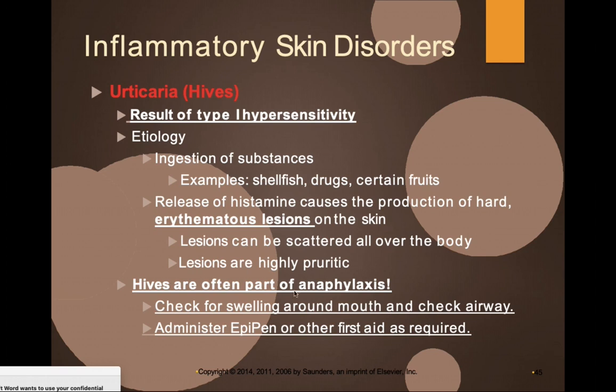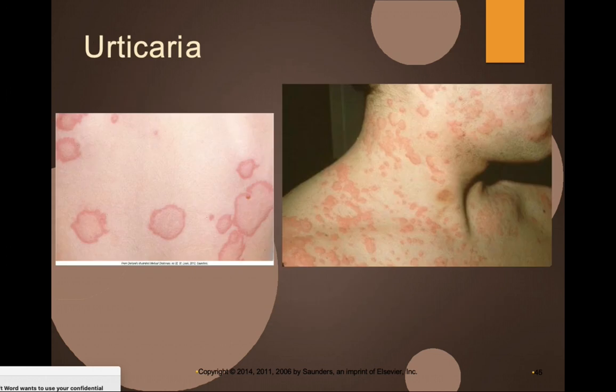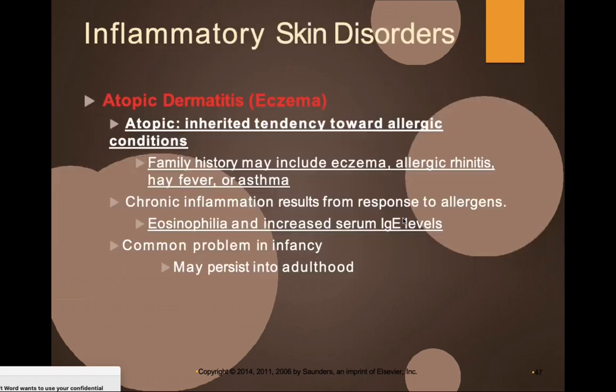It's really important that if you do see the hives, you have the patient open up their mouth. You want to check for any swelling of the tongue because we don't want that swelling up or obstructing the airways, okay? If you do see that, then you have to administer an EpiPen, right? And first aid would definitely be required for that. So here's urticaria. These are hives. You can see them on the face and the neck and the upper chest commonly.